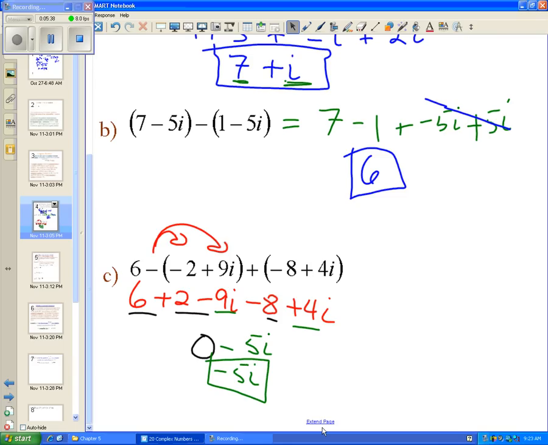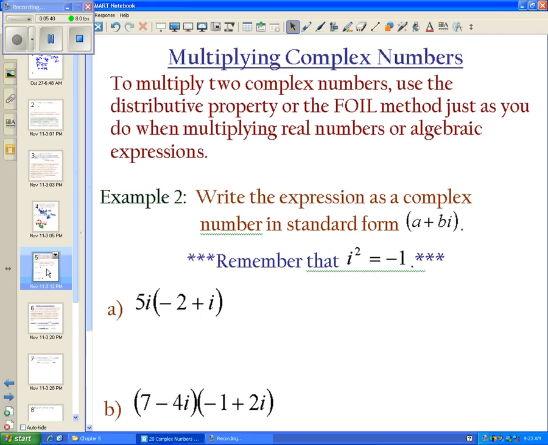What happens if I multiply complex numbers? To multiply two complex numbers, use the distributive property or the FOIL method, just as you do when multiplying real numbers or algebraic expressions. Example 2, write the expression as a complex number in standard form, a plus bi. Remember, a is the real part, bi is the imaginary part. And we need to remember that i squared is negative 1. We'll see how that works in just a second.